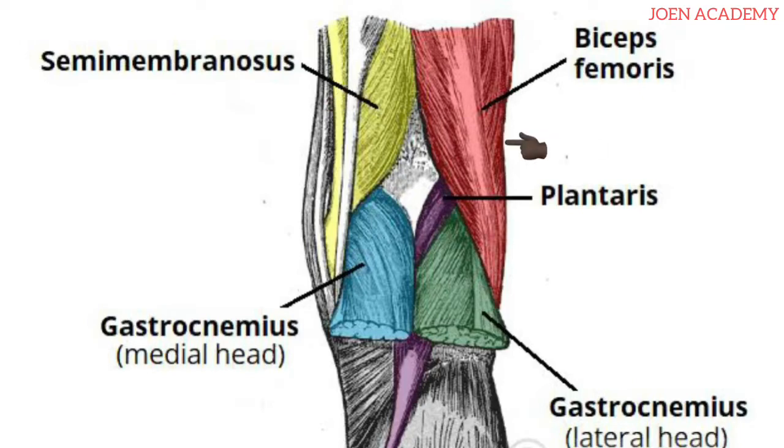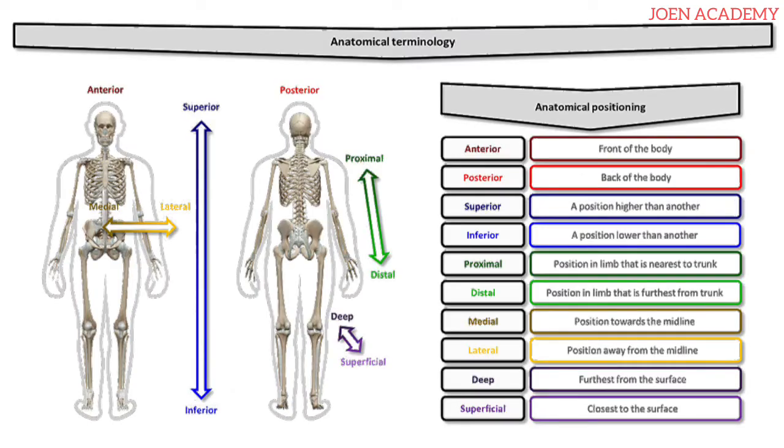The second border is the superolateral border, which is formed by the biceps femoris. The inferior-medial border is formed by the medial head of the gastrocnemius muscle. The last border, which is the inferior-lateral border, is formed by the lateral head of the gastrocnemius and plantaris muscle. It is important to note these anatomical terms for easier understanding, but that's for another video entirely, where we'll talk about the anatomical terms and their meanings.